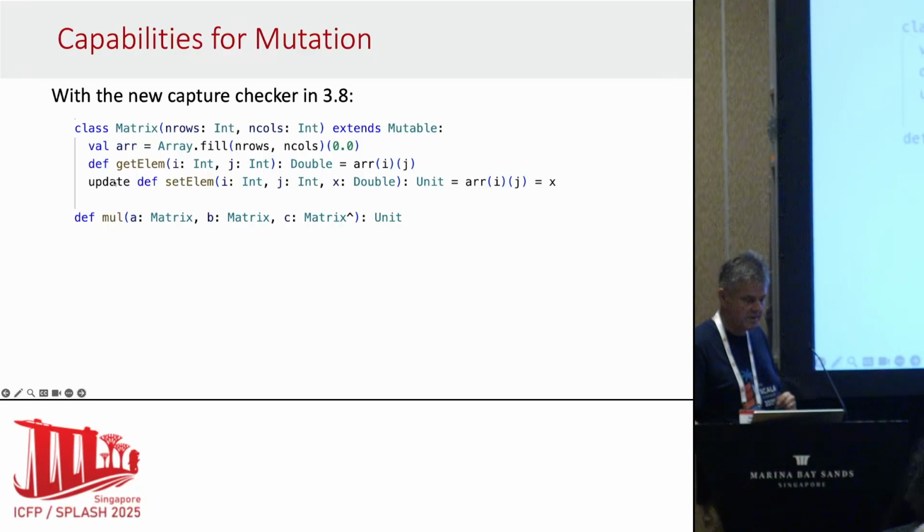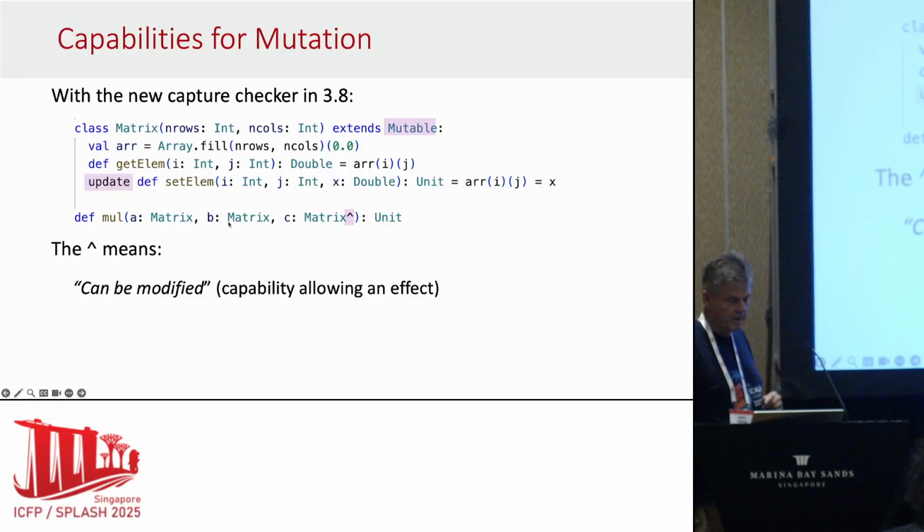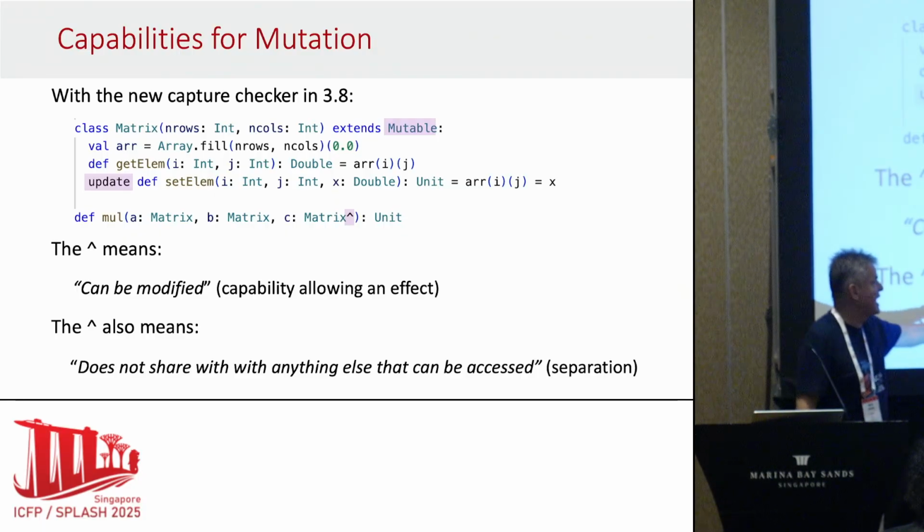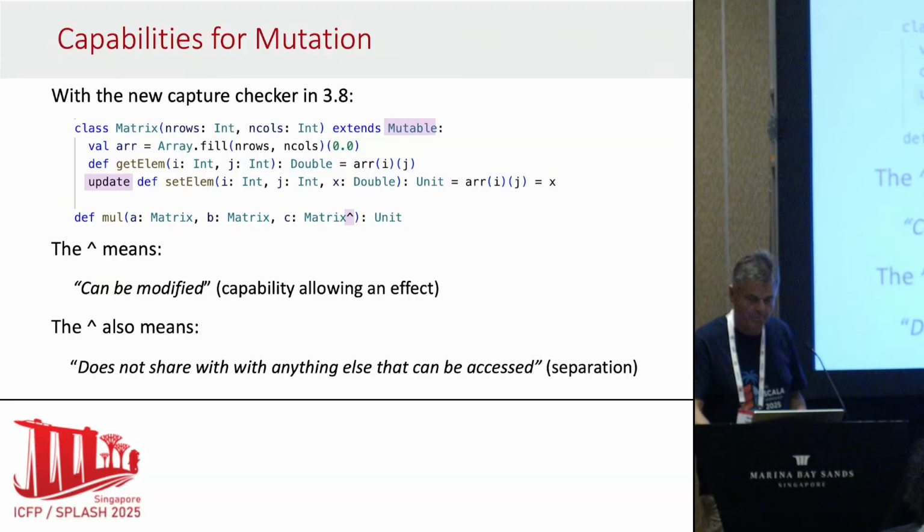That's two things. And then in the multiplication, what we do is give you the output with a hat. That says this thing is writable, and these things, A and B, are only readable. So the hat now means it can be modified. It's a capability allowing an effect. And the fact that we interpret it that way has to do with the fact that it's on a matrix and matrix is mutable. So if a capability is on a matrix and matrix is mutable, it means mutation. And it also means it doesn't share with anything else that can be accessed, and that's the separation part.